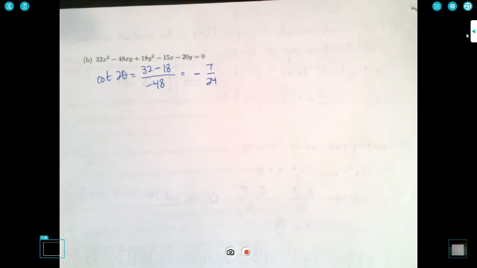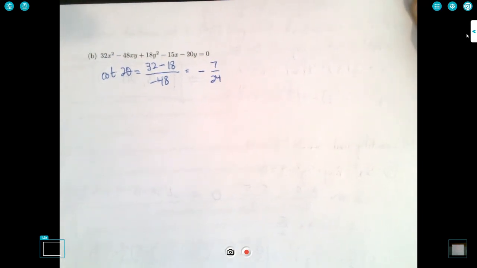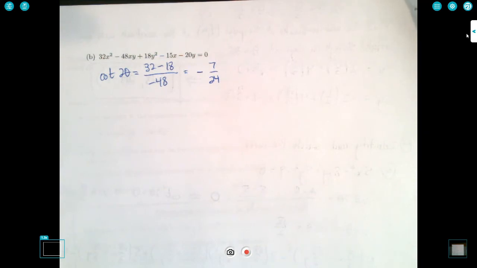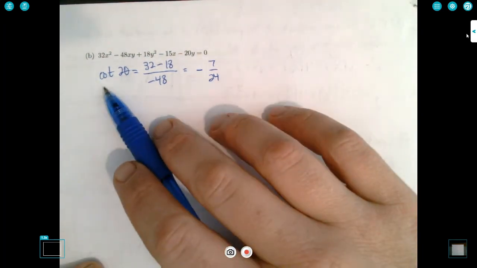So I may not be able to find an exact value for theta. Of course, I could take cotangent inverse of both sides and then divide by 2, right? That would give me the exact value of theta. But I'm not going to get like theta equals 30 degrees or something out of this. This is not one of those kinds of things that we know off the top of our heads.